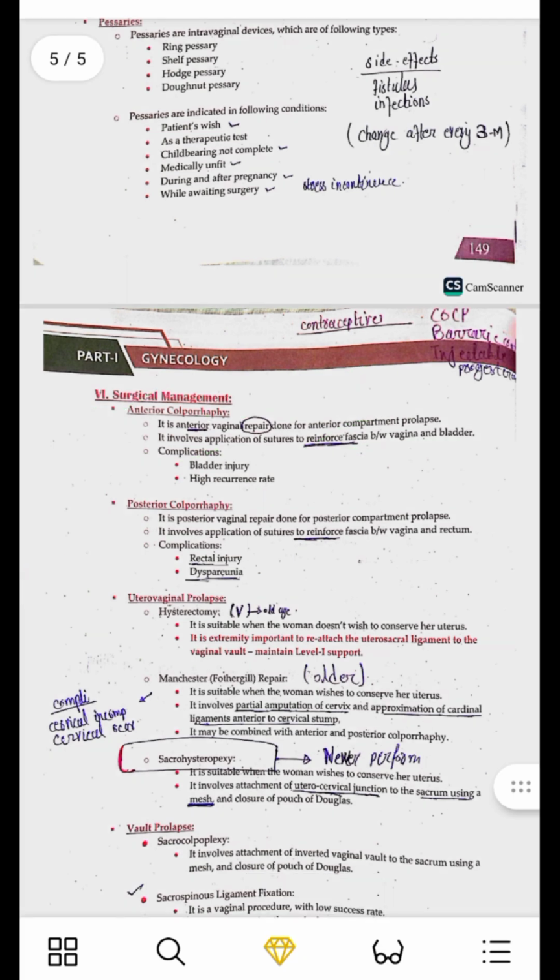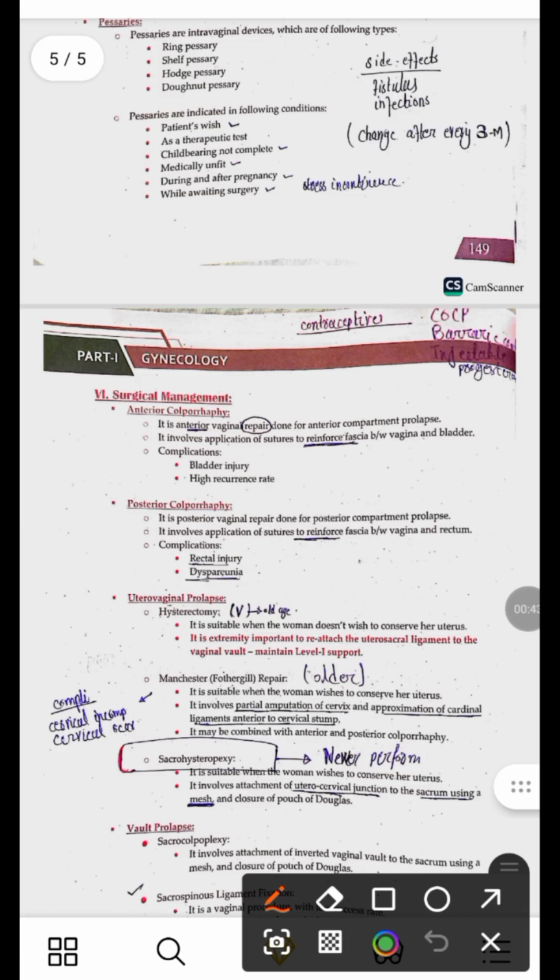Next one is the posterior colporrhaphy. Posterior colporrhaphy is the repair of the posterior vaginal wall, and it is done for the posterior compartment prolapse. It involves the application of sutures to reinforce the fascia between the vagina and the rectum, and the complications of this surgery involve injury to the rectum and dyspareunia, which is painful intercourse.